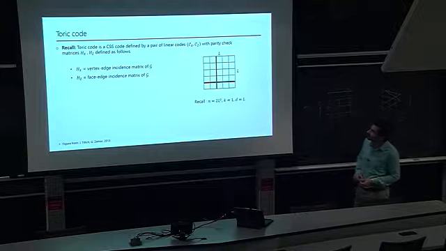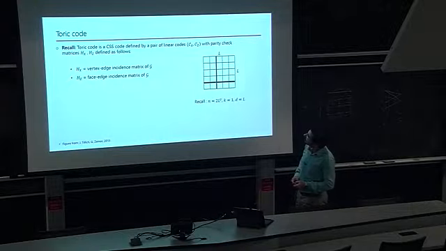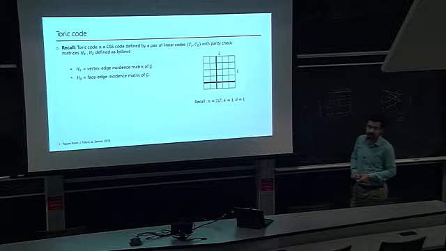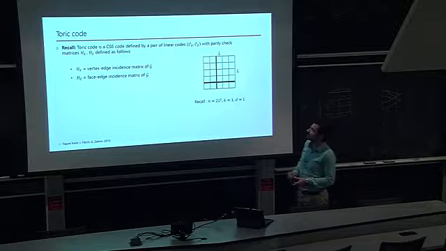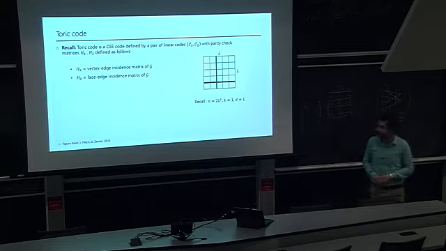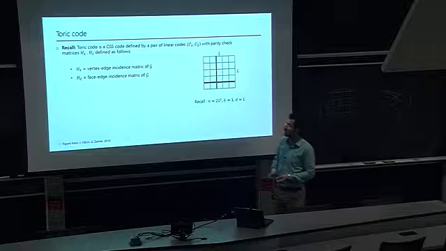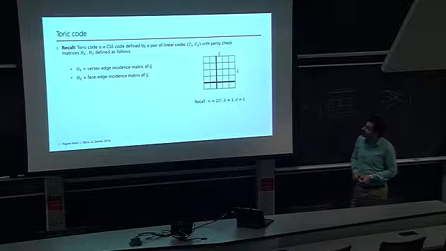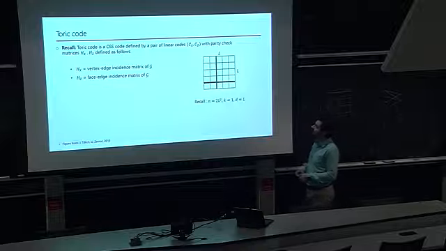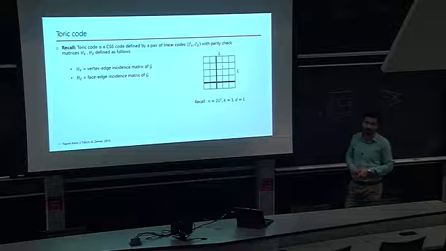Okay, so let me quickly recap the toric code. It's defined on a graph of this form, an L by L lattice. And it's a CSS code where HX is the vertex-edge incidence matrix of this graph, and HZ is the face-edge incidence matrix. Recall that in this case, the number of qubits, or the block length, is 2L squared. The number of logical qubits is 1, so the dimension is 1, and the minimum distance is L, which is proportional to the square root of the block length.